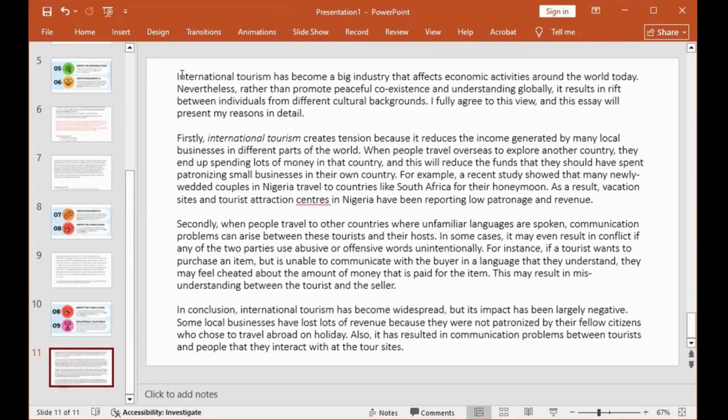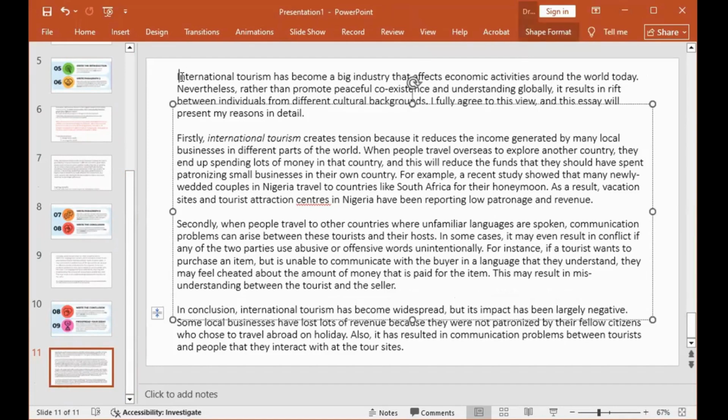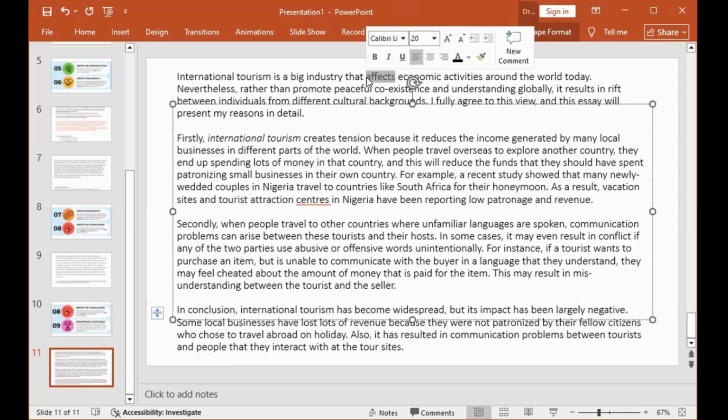Now look at it now. In paragraph 1, international tourism has become, now look, this is has. When I say has, that's what? That's present perfect tense. Ideally, if I want to follow the tense used in the question prompt, I should change this to what? Is. International tourism is a big industry that affects, this is correct. Are you following me, Uchechi? Are you getting what I'm doing here? Yes, sir.